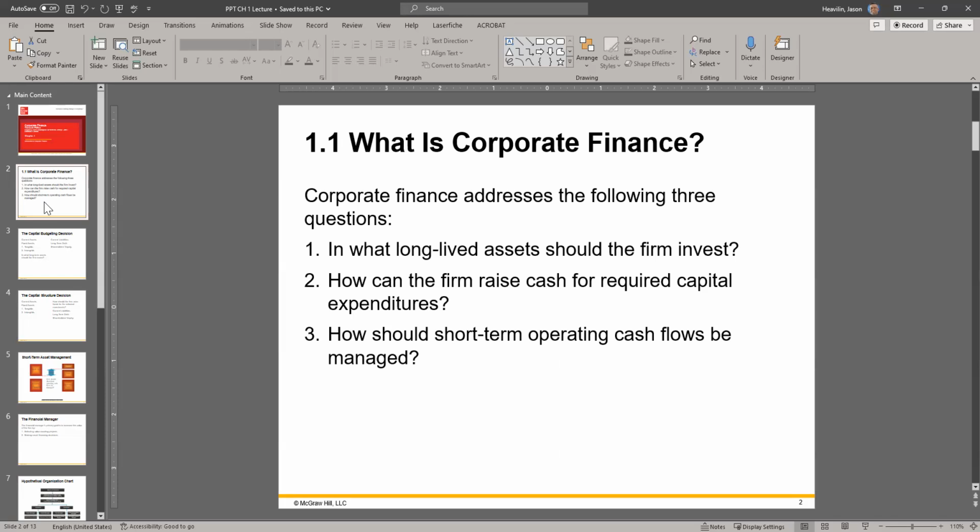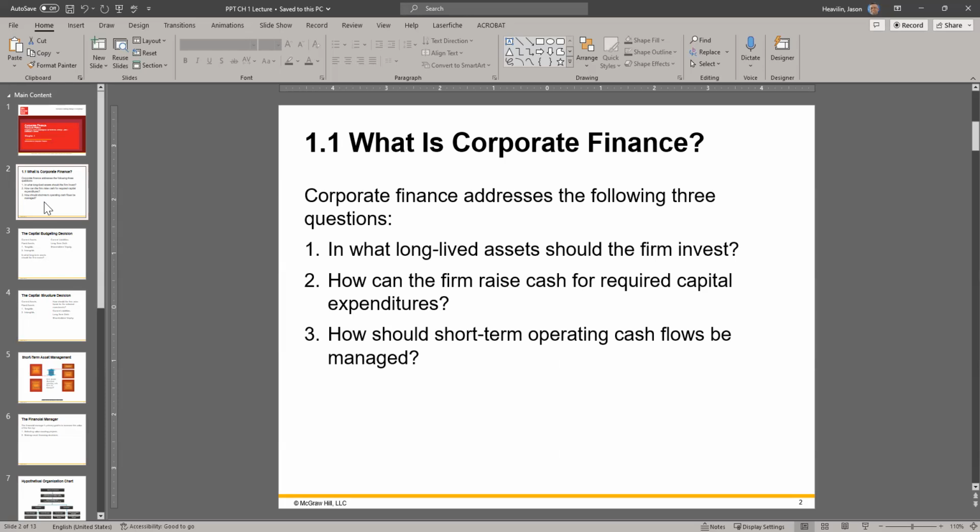In what long-lived assets should the firm invest? Let's talk manufacturing, for example. Should they decide the size of the plant in which they're going to produce their product? Should they expand down the road? Should they contract? Should they change equipment?